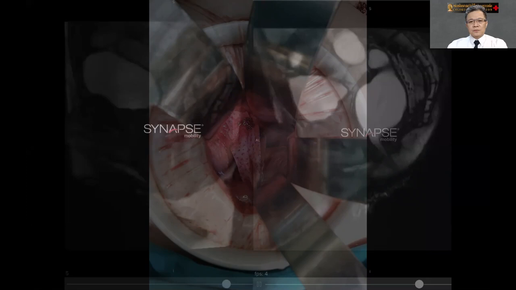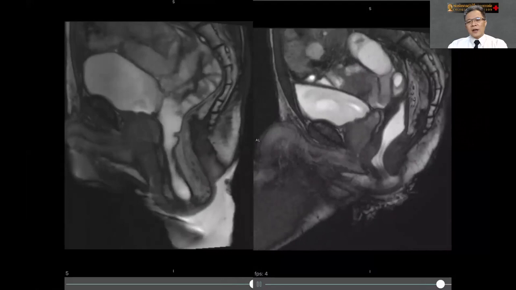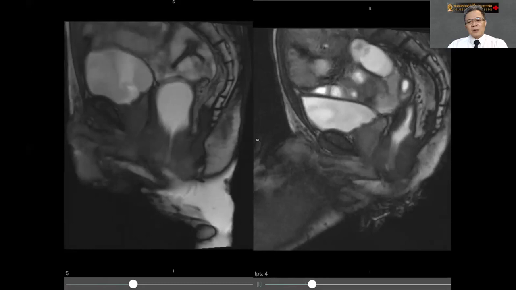The MR defecogram compares before and after surgery. The left hand side is before surgery, the right hand side is after surgery. On the left hand side, you can see the severe perineal descent and rectal prolapse. On the right hand side is a perfect result.